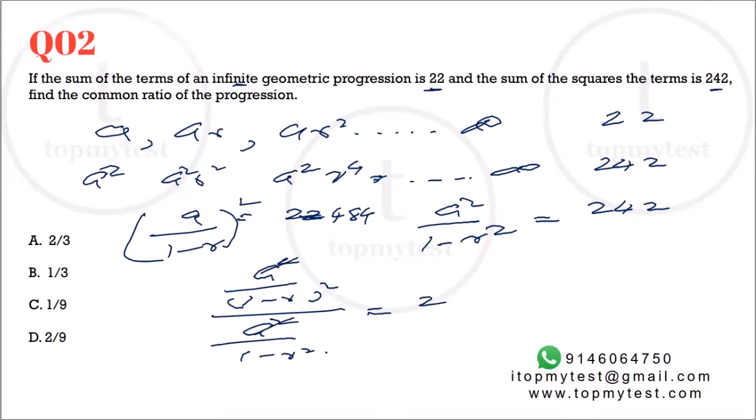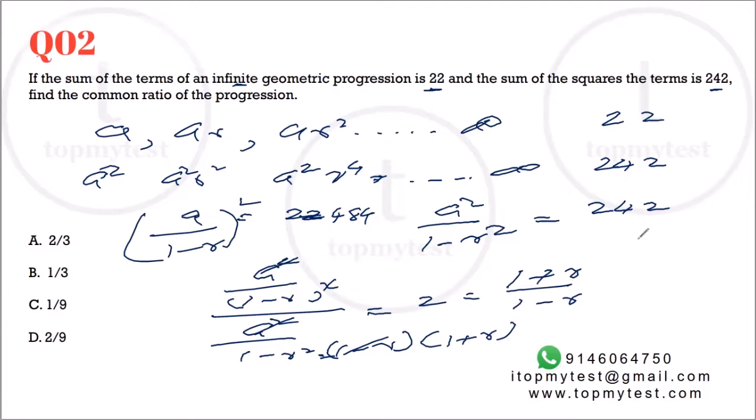Now, 1 minus r square is 1 minus r into 1 plus r. So one of the 1 minus r terms will be gone. So this will relate to 1 plus r divided by 1 minus r, with 1 minus r going to the denominator. Now it is pretty straightforward. You can either cross multiply and resolve, or you can directly use componendo and dividendo.